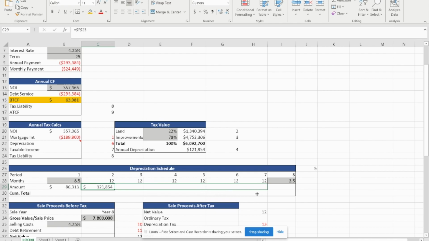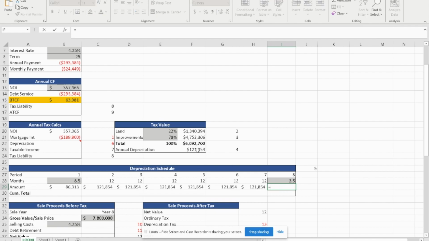So we have the depreciation for all the years, with the exception of year 8, which we have to treat very similar to how we treated year 1 because it is a partial year. To do so, we're going to do the annual depreciation divided by 12 months times how many months they're going to hold the property for year 8, and that is 3.5 months. So we should have $35,541.